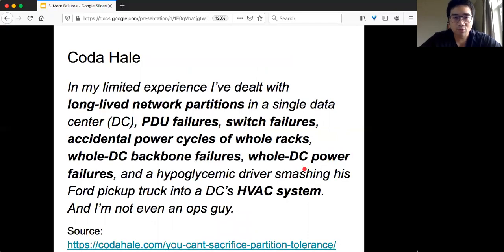Let's look at the unreliable network. Here is a very interesting experience shared by Coda Hale. He is not even an operations guy, but he has already encountered tons of things that you couldn't even imagine. You have long-lived network partitions in a single data center, which is usually very optimized, and then hardware failures like a switch, or power failure, or even some truck crashing into your data center. So anything could go wrong.